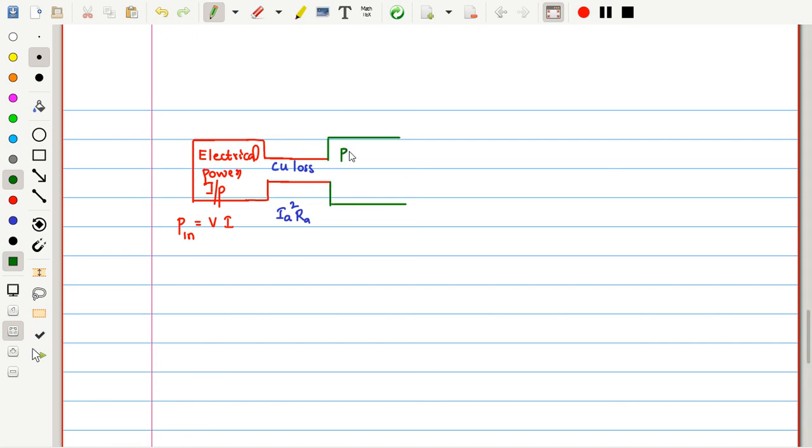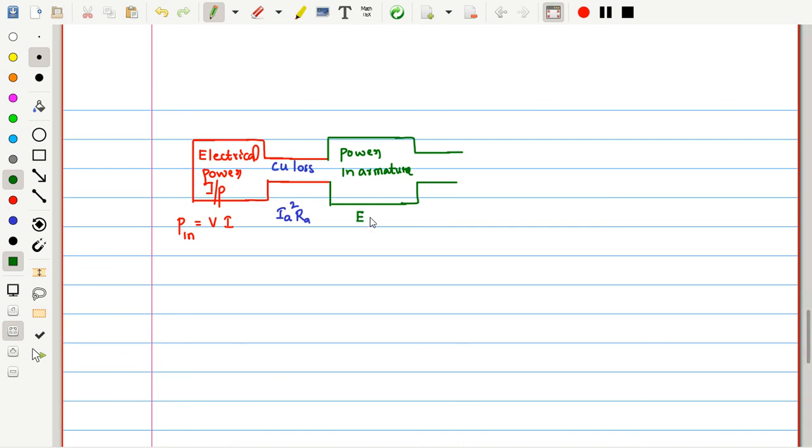So the power in the armature. I will not say developed power. Why? Because the armature is not developing this power. It is just the power we got from the external source, that is some battery. So how much is that?